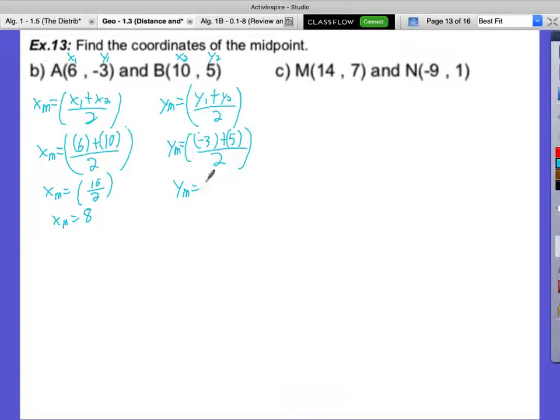Y sub m is equal to 2 over 2. What is 2 divided by 2? 1. So how would we write our answer as an ordered pair? What comma what? A comma 1. Very good.